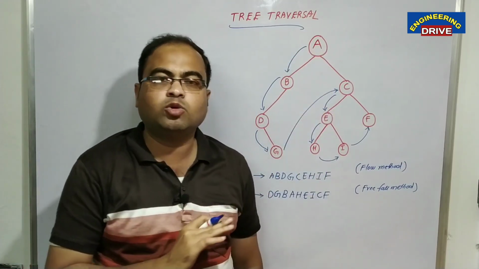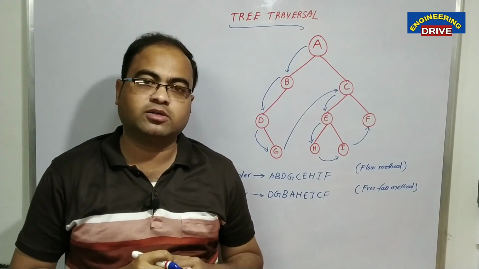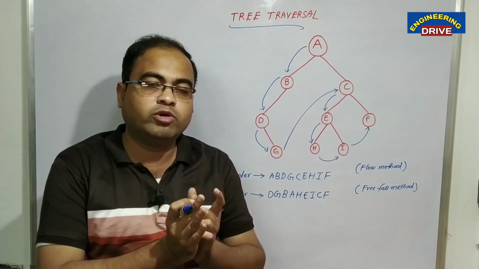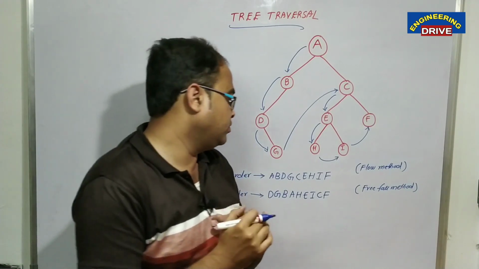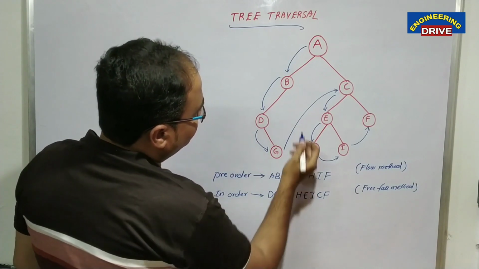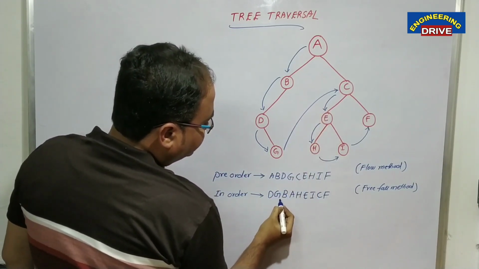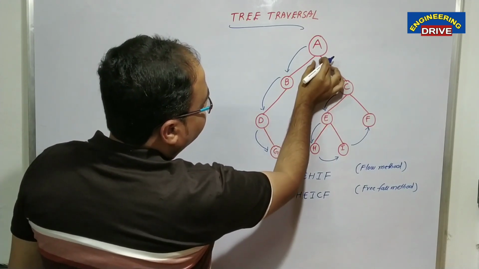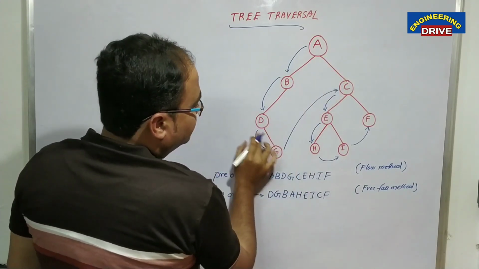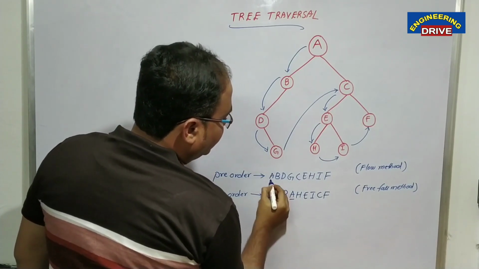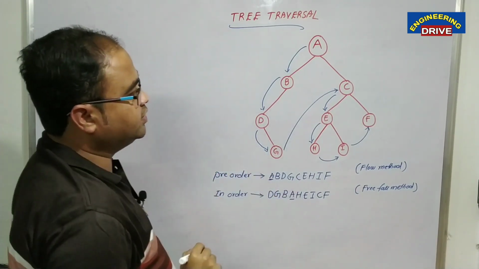Now, in order to see whether our answer is correct or not, what do we need to do? In in-order traversal, the root node will come at the center. Now let us see whether we will get the correct answer or not. So D, G, B, A. Now you can see here we got the root node at the center, A. Here we got the root node at the center.